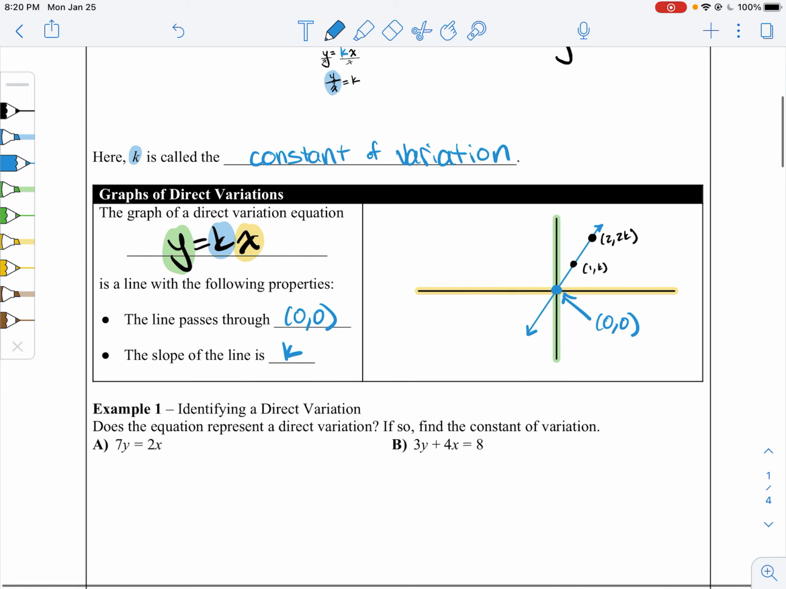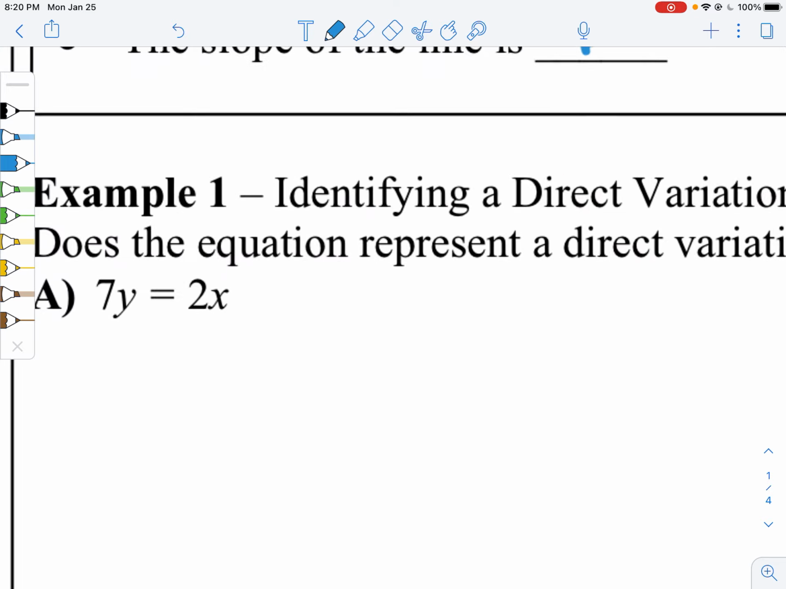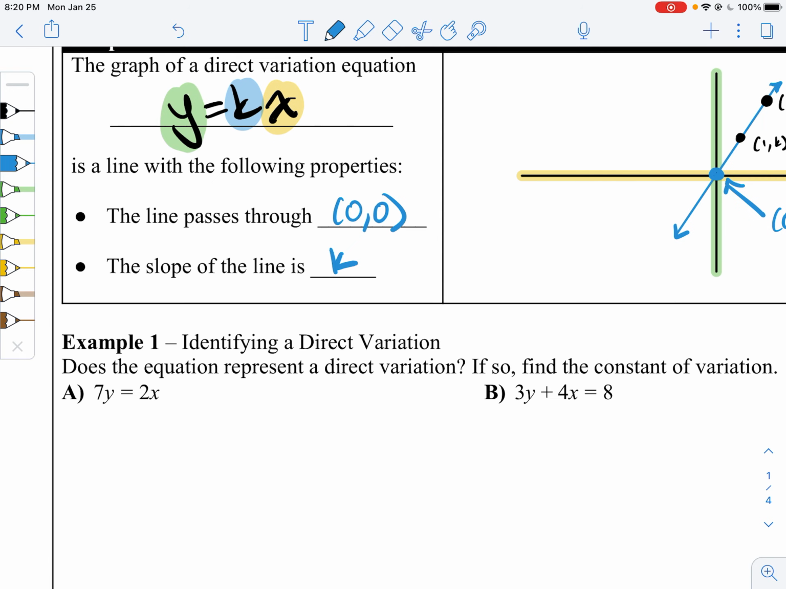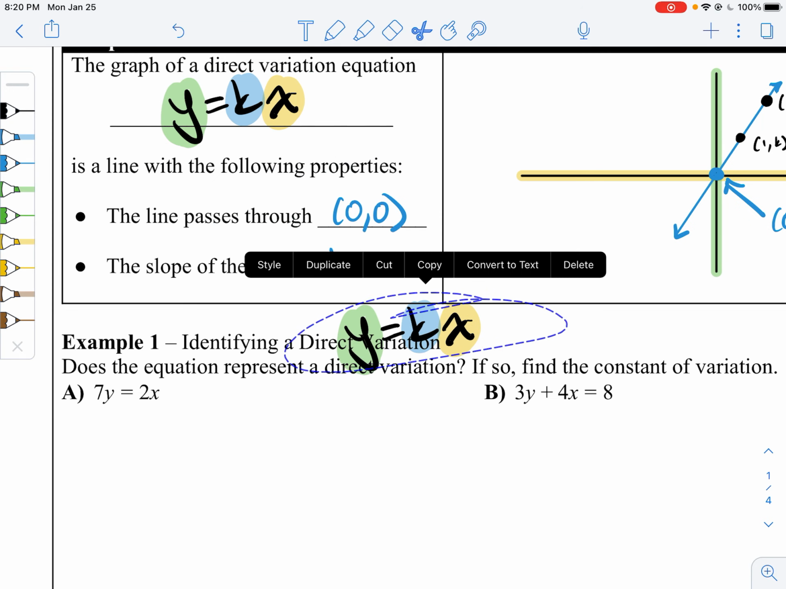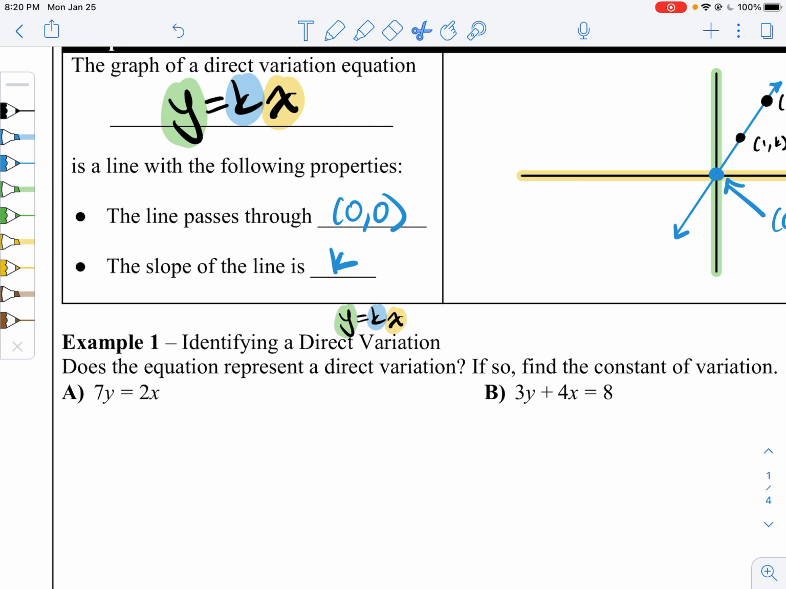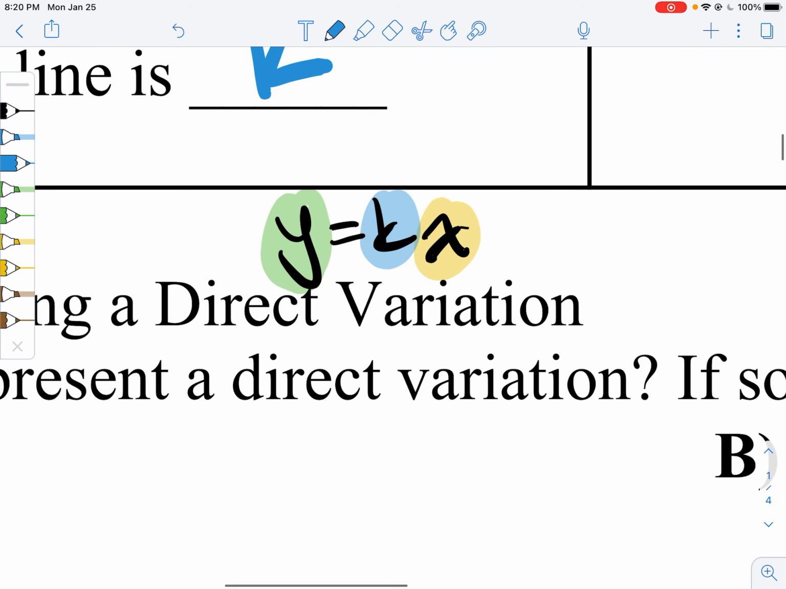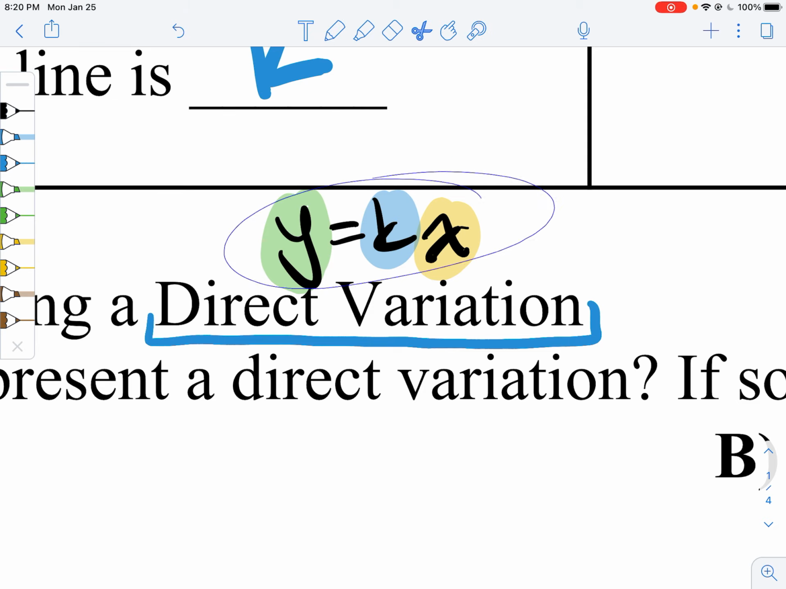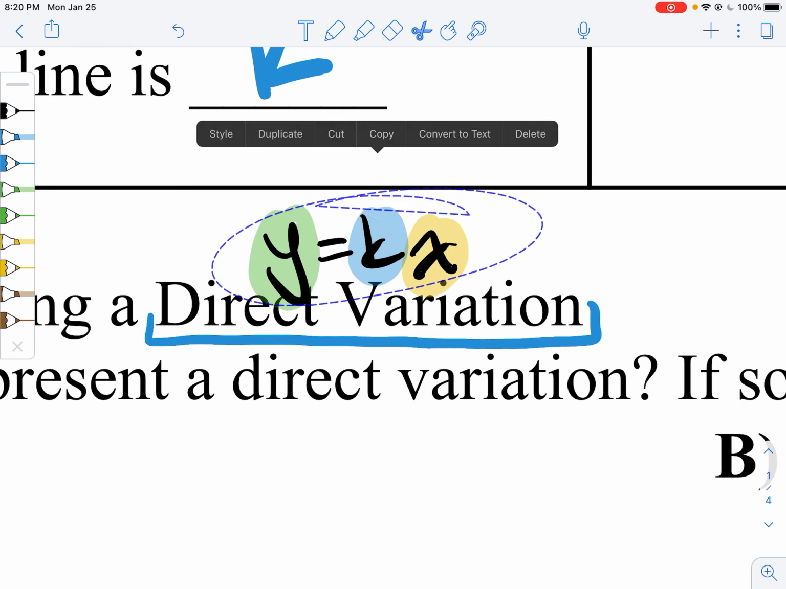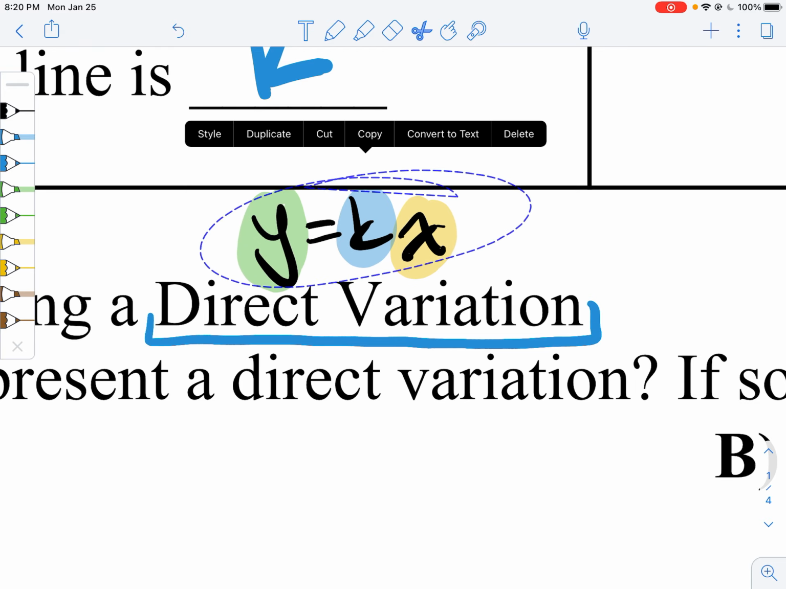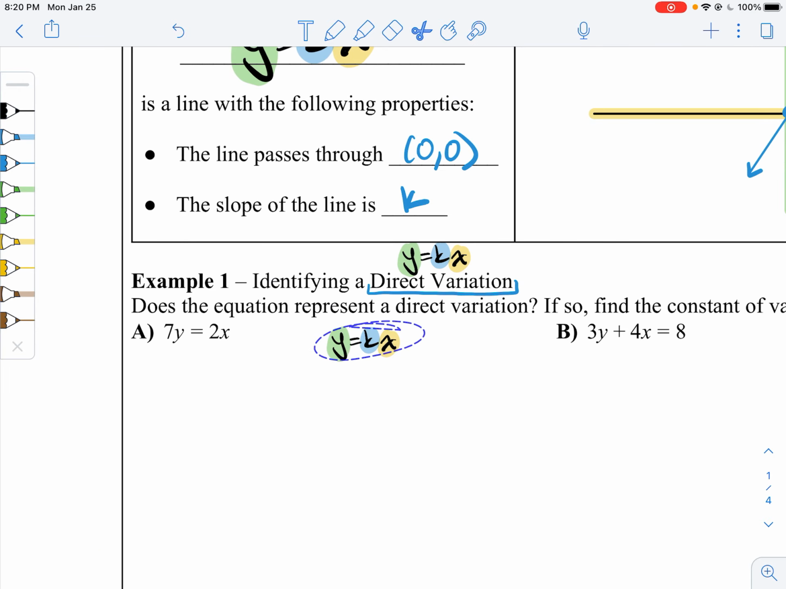Okay? So let's determine, without even graphing, whether something is a direct variation or not. You can tell because it fits the direct variation equation. If it looks like this, it's a direct variation. My hint for you is, wherever you see direct variation, rewrite this equation, y equals kx. Rewrite it in your instructions, and put it right next to the problem.